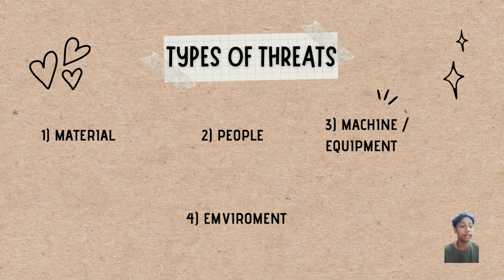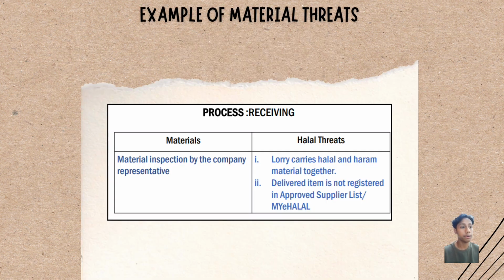So next is the types of threat. There are 4 types of threat. First is the material, people, machine and equipment, and also environment. So for our example of the material threats, we start with the process that is receiving. So for the material, it is material inspection by the company representative. And for the halal threat, the lorry carries halal and haram material together. Number 2 is the delivered item is not registered in the approved supplier list or MAI halal.